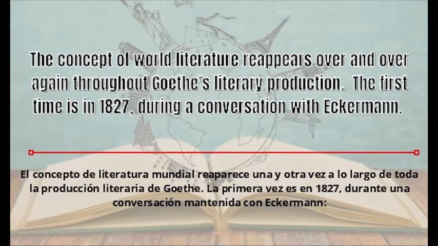The concept of world literature reappears over and over again throughout Goethe's literary production. The first time is in 1827, during a conversation with Eckermann.